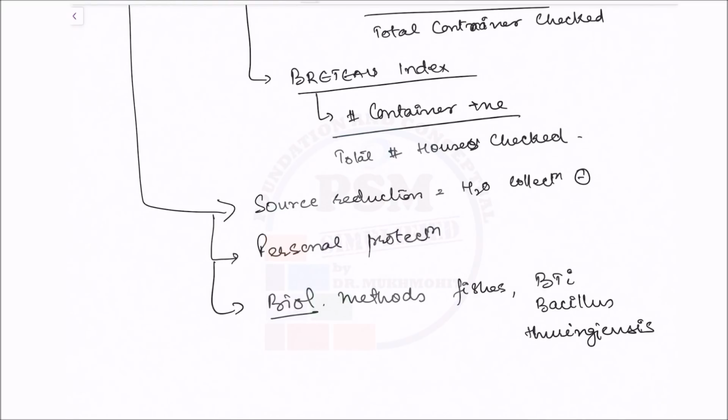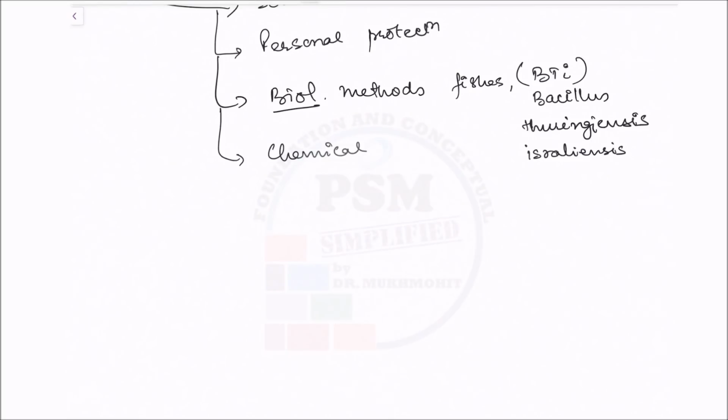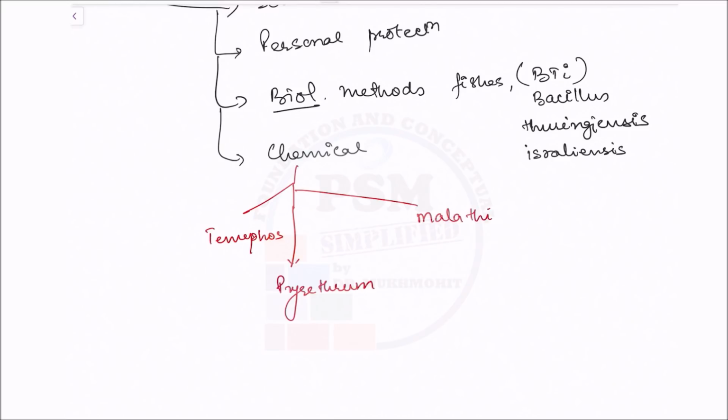or we have something known as BTI, Bacillus thuringiensis israeliensis. That is BTI, a biological method, or we can also use some chemical methods. The chemical methods can be commonly asked. So the chemical methods which you need to remember for your exams are temephos, pyrethrum, or malathion.